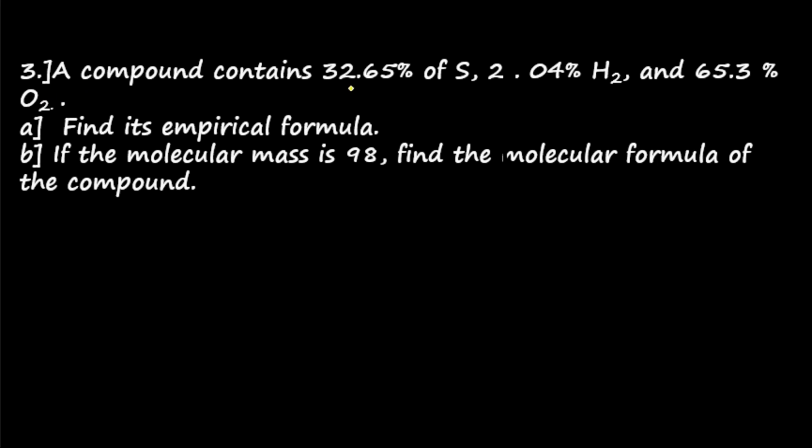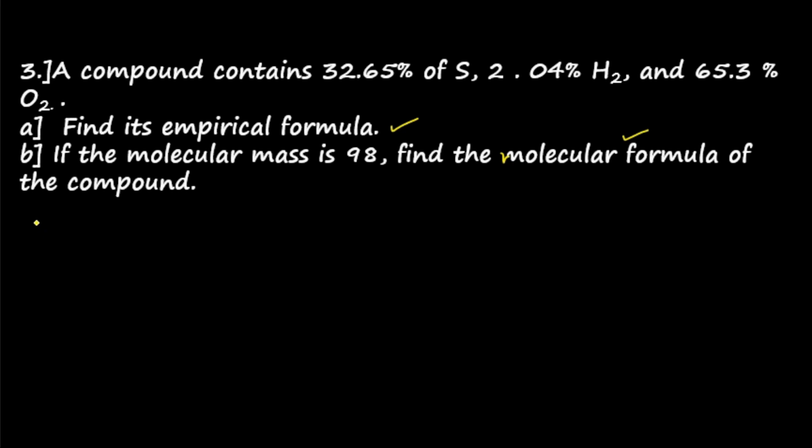A compound contains 32.65% of sulfur, 2.04% of hydrogen, 65.3% of oxygen. Find its empirical formula, and if the molecular mass is 98, find the molecular formula of the compound. Before we proceed with the problem, let us understand this term empirical formula. You are already familiar with molecular formula.